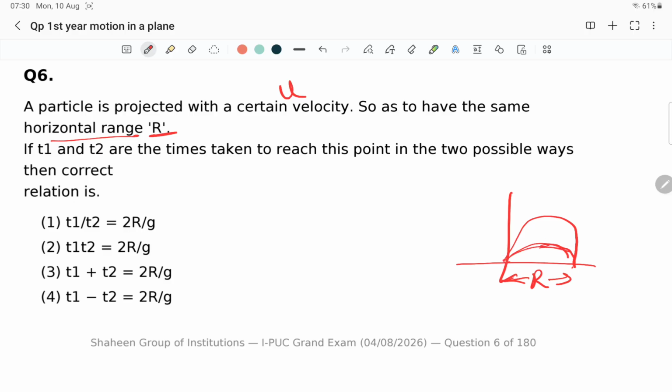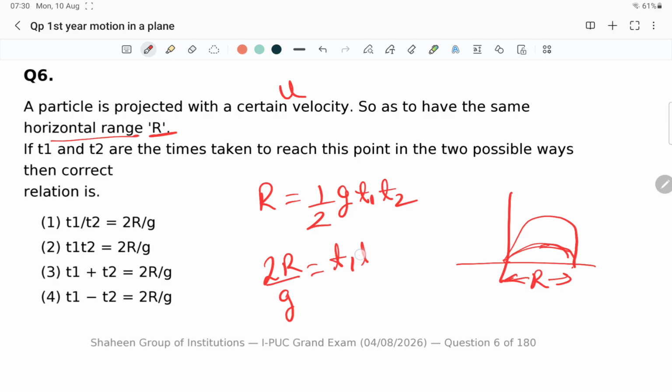That means it can either be 30 or 60, something with 45 plus theta, 45 minus theta, as I had told you before. So what is the correct relation? We had already proved this. R is equal to half g t1 t2, we had proved in our class. So from that, 2R by g is equal to t1 t2. This is directly from your notes. I hope this particular question is clear.